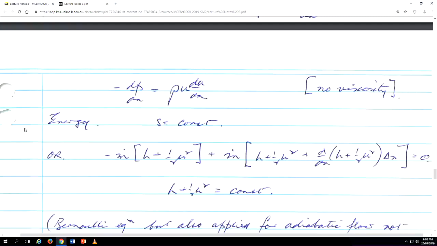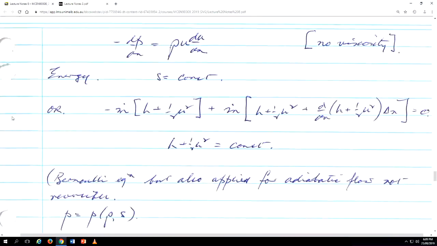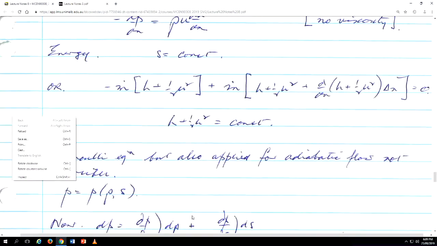This is just like the Bernoulli equation. h plus a half u squared is constant, and it's the Bernoulli equation, but it also applies for adiabatic flow that's not isentropic. So in general, we have, in addition to this, an equation of state that relates the pressure to the density and the entropy. P is a function of rho and S.